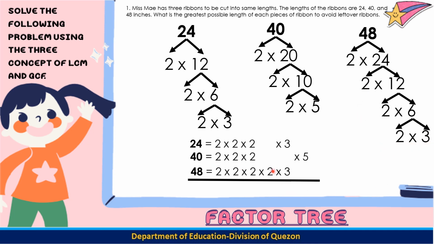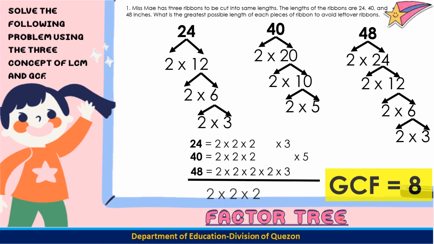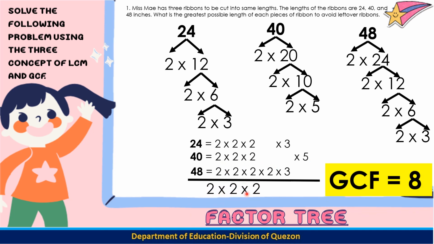Tama po ba ito? Okay, hanapin natin yung magkakaparehas po nila. We have 2 times 2 times 2. So, yung isang 2 dito, walang katapat. Yung 3 naman, dadalawa lang sila, kulang. At yung 5, kulang din. So, 2 times 2 equals 4 times 2 is equivalent to 8.